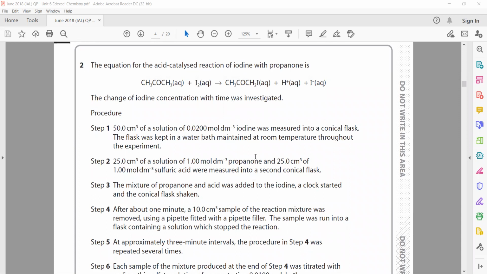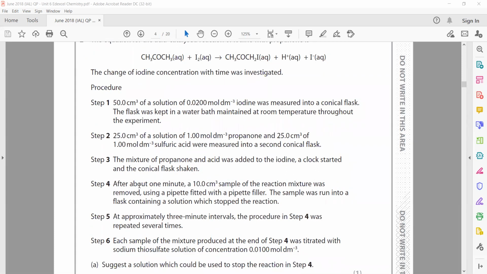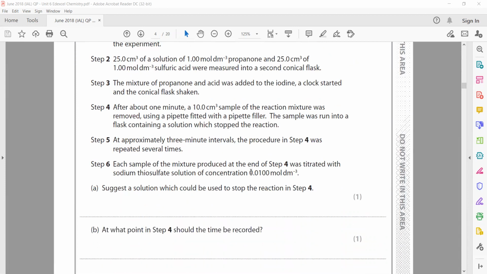25 cm³ of solution of propanol, then sulfuric acid, then the mixture of propanol and acid was added to iodine, and a clock started and the conical flask is shaken. After about 1 minute, 10 cm³ of reaction mixture was removed using a pipette fitted with a pipette filler, and the sample was run into a flask containing a solution. So that is to quench.